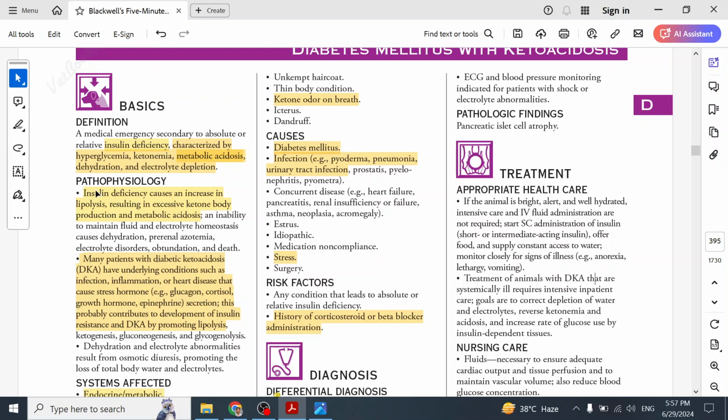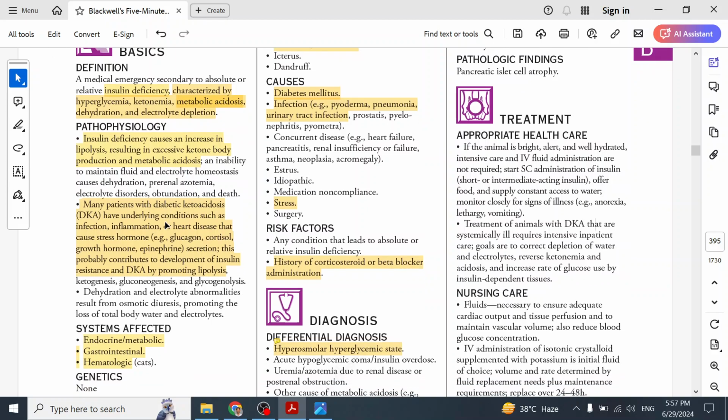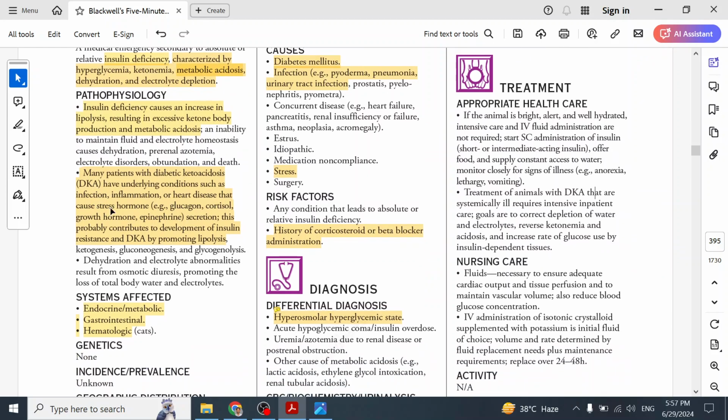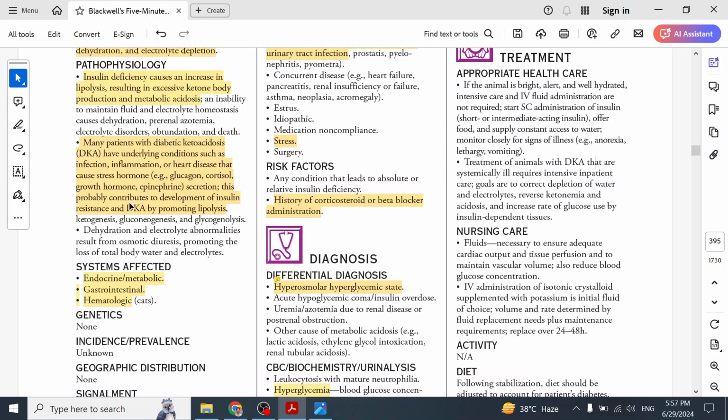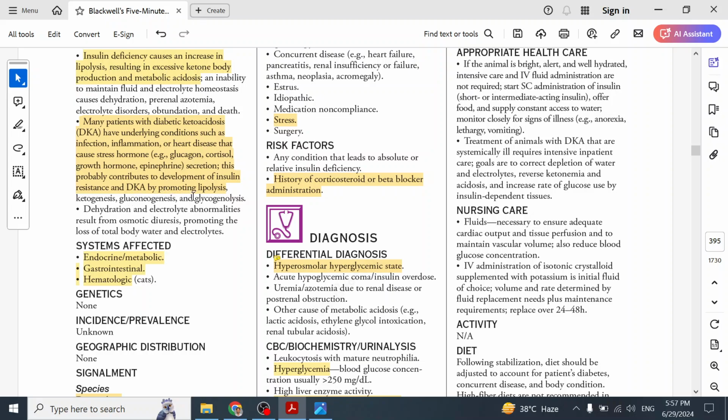Okay, so if we look at the pathophysiology, insulin deficiency causes an increase in lipolysis, resulting in excessive ketone body production and metabolic acidosis. You can smell or see ketones in the urine, or smell them on the breath of the patient. Many patients with diabetic ketoacidosis have underlying conditions such as infection, inflammation, or heart disease that cause stress hormone and growth hormone secretion, which lead to DKA by promoting lipolysis.